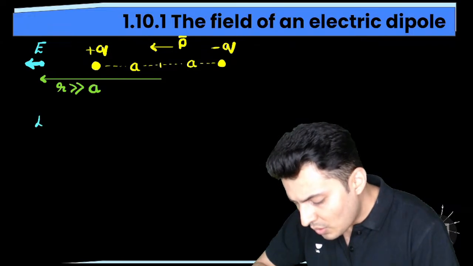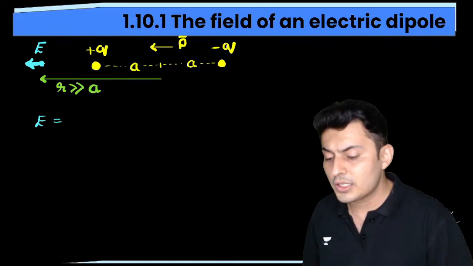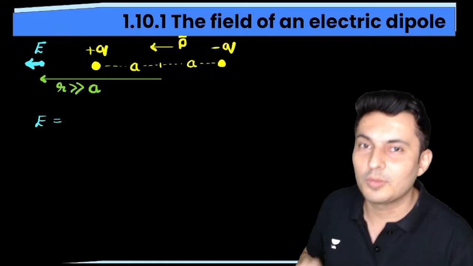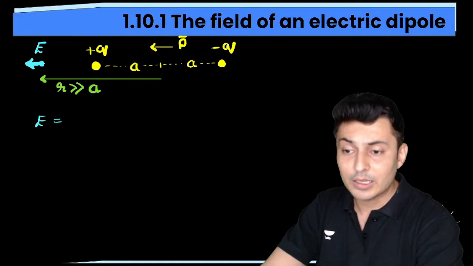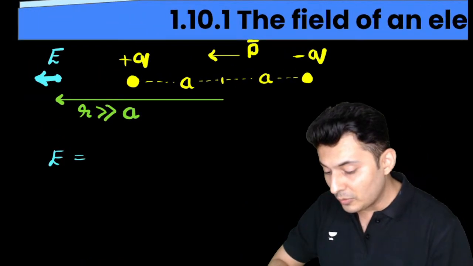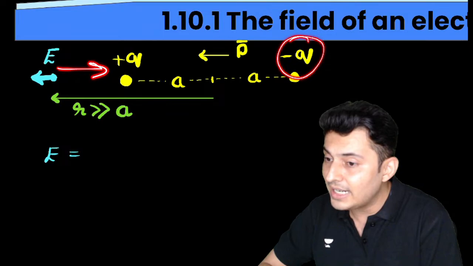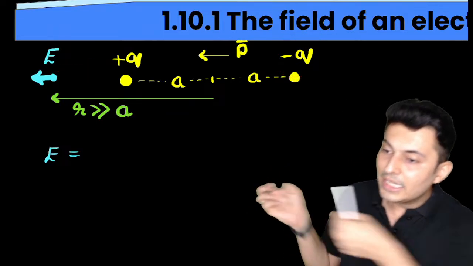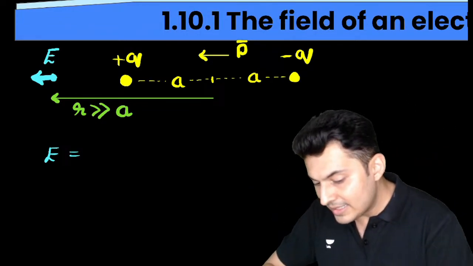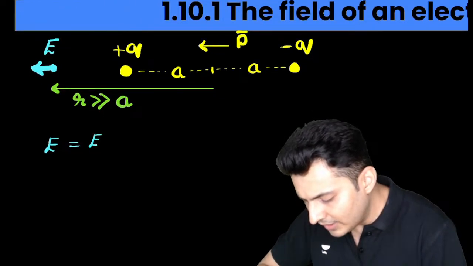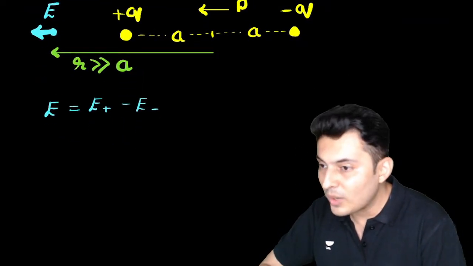This net electric field, what do you think, my dear students? Will it come because of the positive charge or because of the negative charge or both? I feel it will come because of both of them. Come on, guys, concentrate on the class. Keep answering, keep scribbling. Yes, it will be because of both, right? The positive charge will give the field towards the left side, the negative charge will give a field towards the right side. Positive will push, negative will pull. So can I say it is nothing but the electric field due to the positive charge minus the electric field due to the negative charge? I hope this is very, very clear.